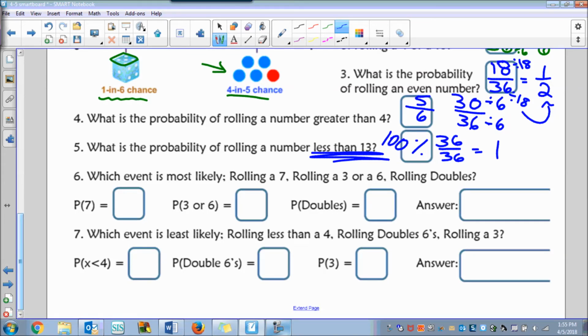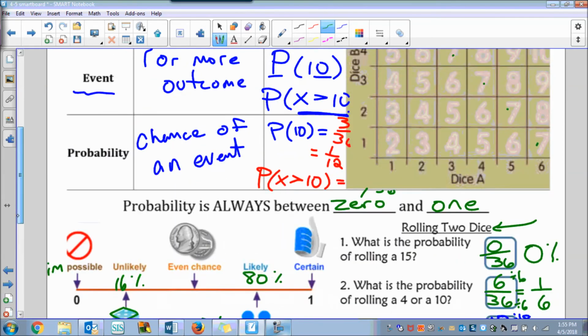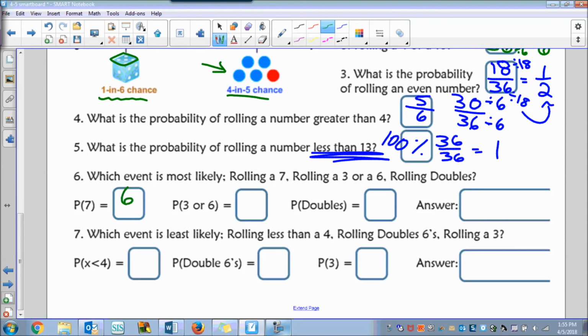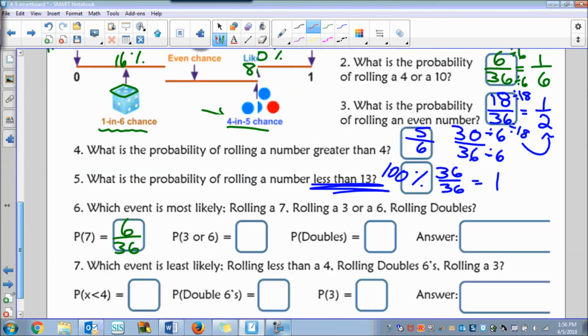Number 6 is asking, which event is most likely: rolling a 7, rolling a 3 or a 6, or rolling doubles? We've got to compare each of those. What's the chance that we roll a 7? So we have 6 sevens on the board. So there's 6 out of 36. For a 3 or a 6, we have 7 options. So there's 7 options out of 36.